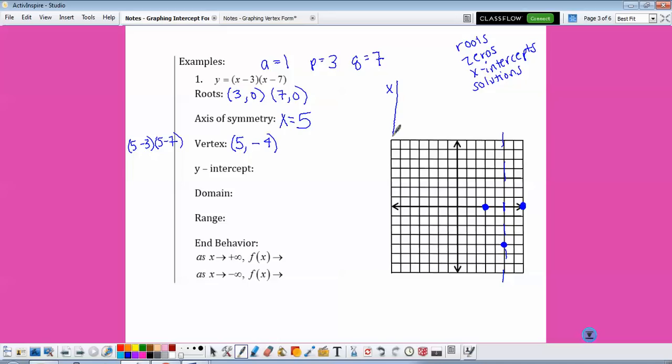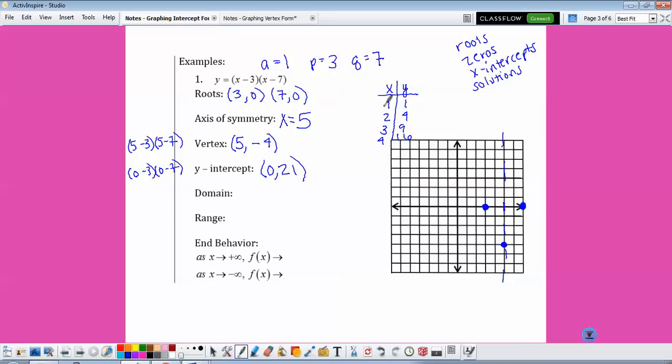My XY chart is going to be 1 squared is 1, 2 squared is 4, 3 squared is 9, 4 squared is 16. To find the y-intercept, I'm going to plug in 0 for x, so (0 minus 3) times (0 minus 7), which gives me a positive 21. Now, can we graph that? No, not on this graph paper, but it's still the y-intercept, so we're still going to write it down.